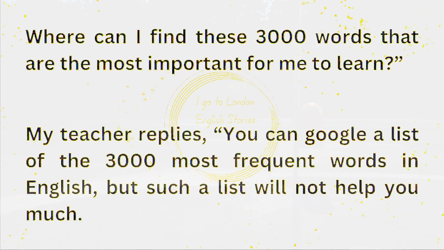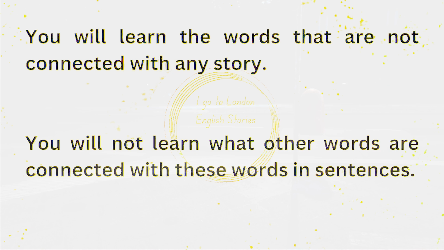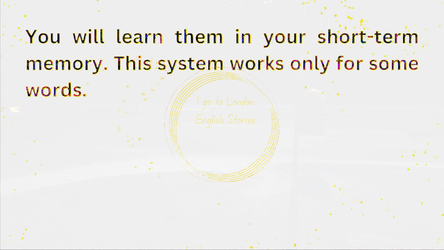My teacher replies, "You can Google a list of the 3,000 most frequent words in English, but such a list will not help you much. When you start to learn words from this list, you will learn words outside the context. You will learn the words that are not connected with any story. You will not learn what other words are connected with these words in sentences. You will learn them in your short-term memory.